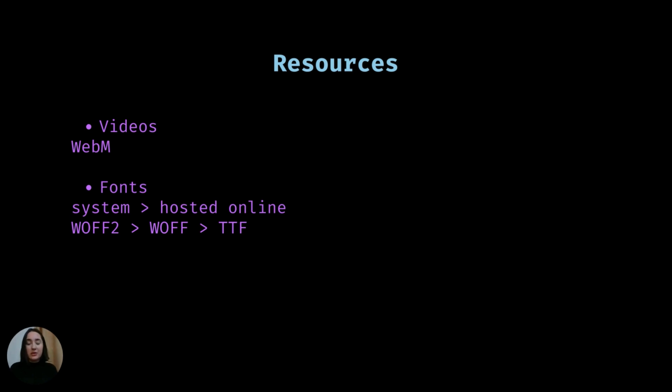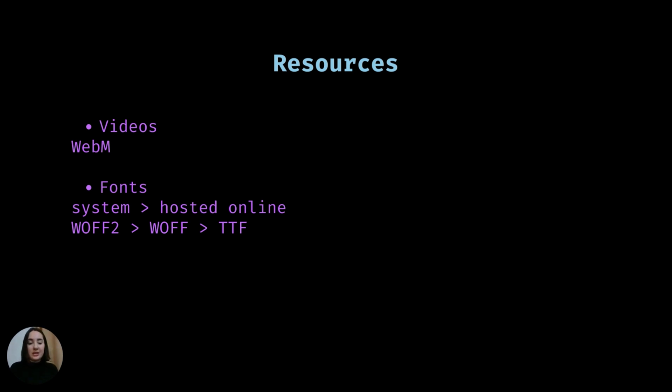Then videos. The sibling format to WebP is called WebM. It's also a very highly compressed format. And then when it comes to fonts, there are 2 things that I would like to mention. So first, of course, it's much better to use system fonts than those which are hosted online. But if you can't find a good-looking system font, just try downloading a font that you would usually find somewhere online, and then just use it locally. So host it locally instead of hosting it online.